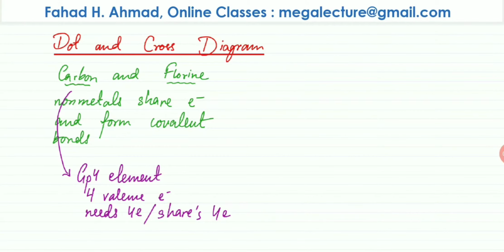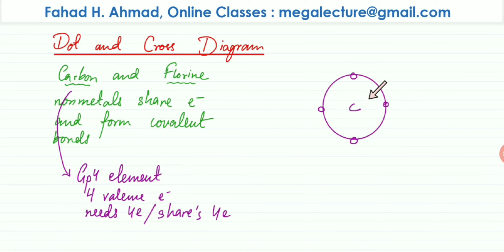Now, the rule for the formation of covalent bonds, or sharing of electrons, is this. Carbon is a group 4 element, which means it's going to have 4 valence electrons. To complete its outer shell, it needs 4 more electrons, because it needs to have 8 electrons in its outer shell. So it's going to share 4 electrons. The rule is that the number of electrons you need to complete the outer shell is the number of electrons you would be sharing to form covalent bonds.